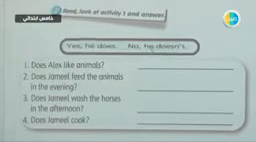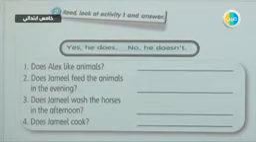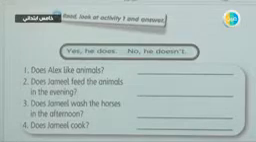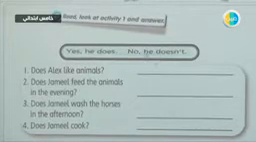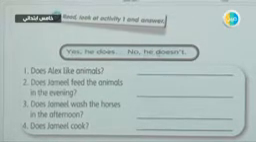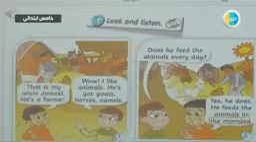Of course, if you notice, the people in the story are all men, boys and men. So we will use the pronoun he. We will use he to answer the questions. Yes, he does, or no, he doesn't. I'll play the dialogue again and then we will answer. Okay?